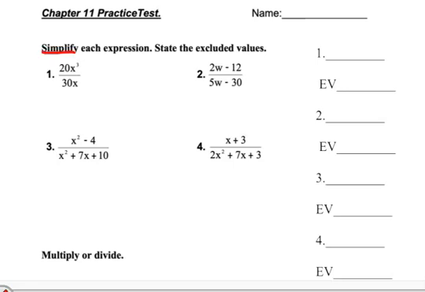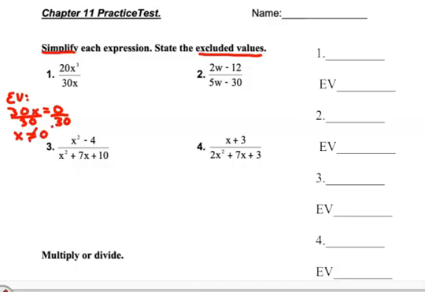All right, so numbers 1 through 4 have two things in the directions. You're going to simplify and you're going to do excluded values. You're going to do both of those things. So when we look at excluded values, what we are talking about are things that make the denominator equal 0. So what we do is we set the denominator equal to 0, and we want to do this before we reduce or cancel anything. What we're looking for is just what number are we not allowed to put in, because it gives us a 0 in the denominator, which we're not allowed to have.